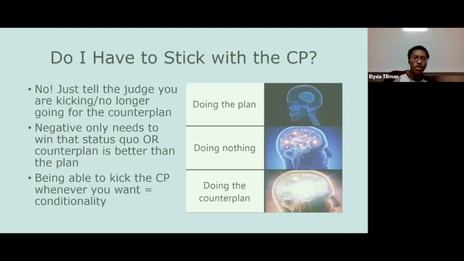So if you do decide to kick a counterplan, then you just tell the judge that you're kicking it or that you're no longer going for it in the speech where you decide this. Because again, you only need to win that either the status quo or the counterplan is better than the plan, not necessarily both.